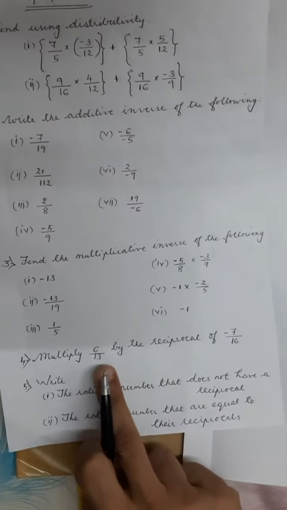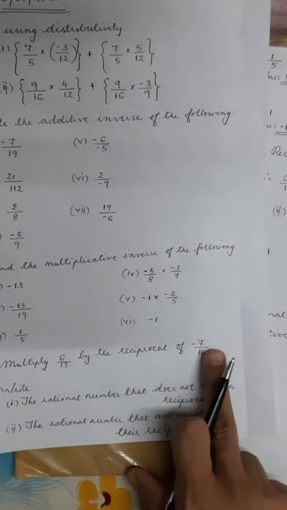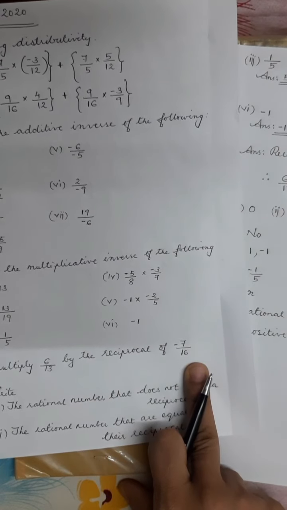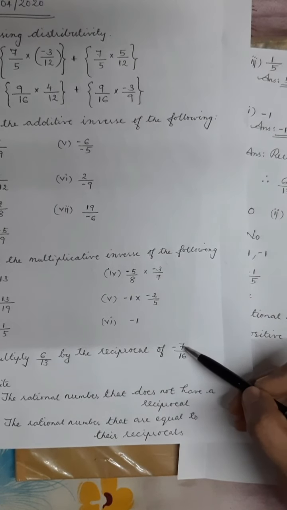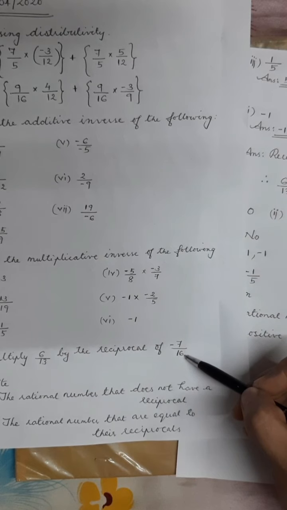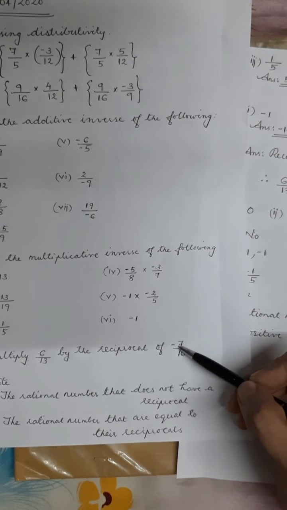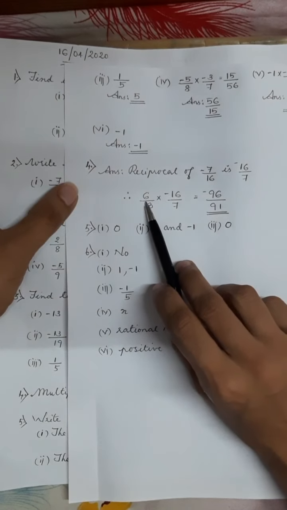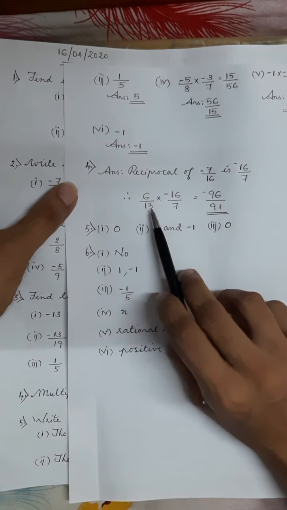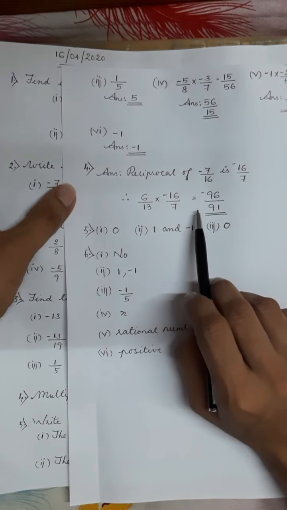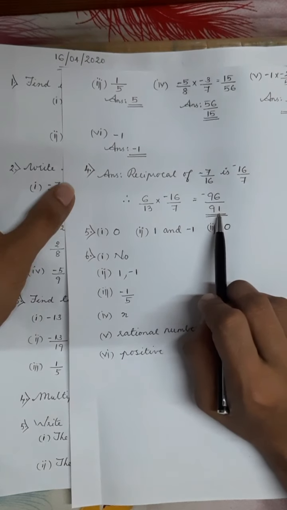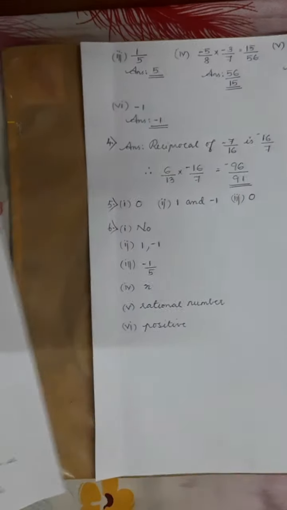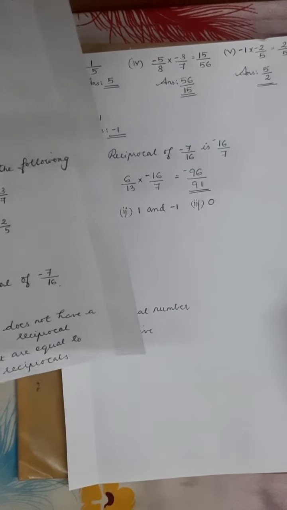Then the next question was: multiply 6 by 13 by the reciprocal of minus 7 by 16. So first what do we need to do? We need to find the reciprocal of minus 7 by 16. What is the reciprocal of minus 7 by 16? Minus 16 by 7 will be coming. The reciprocal of that term is minus 16 by 7. Then you need to just multiply with this given term. That is 6 by 13 into minus 16 by 7. So that equals minus 96 by 91. Okay, clear, students?